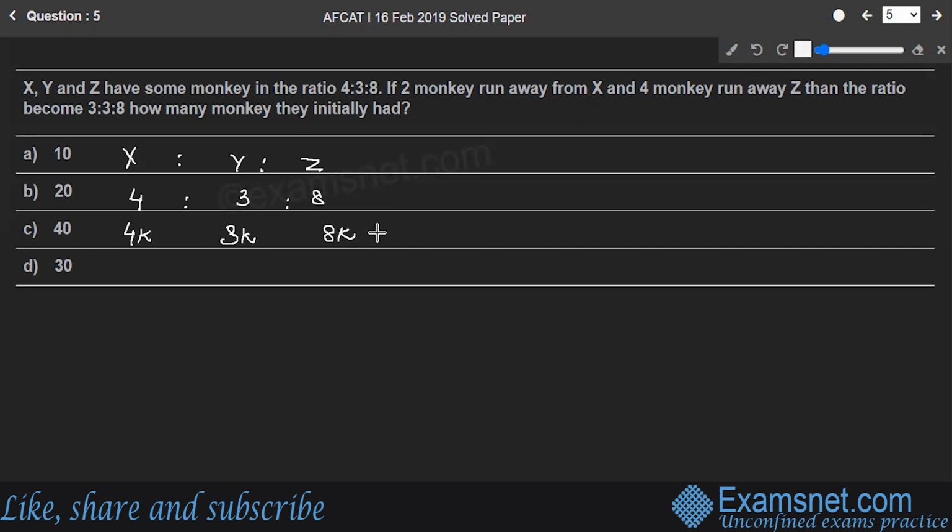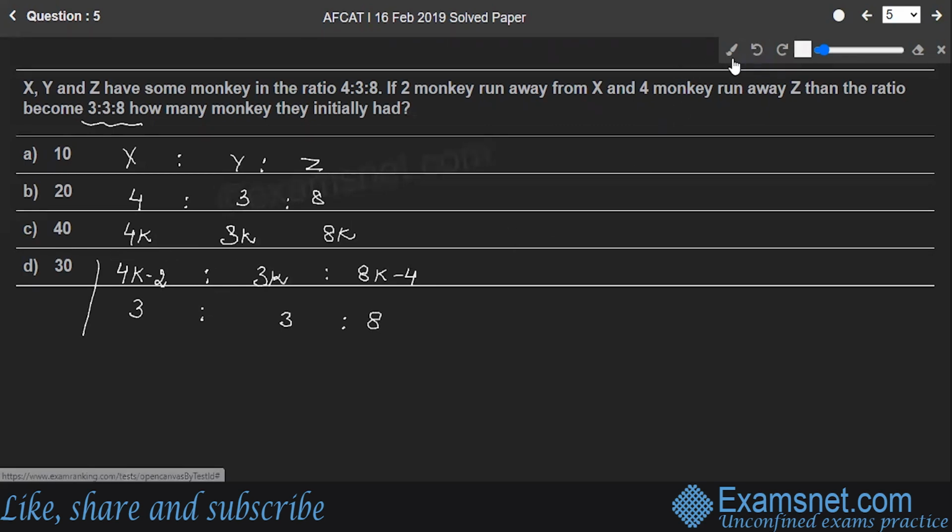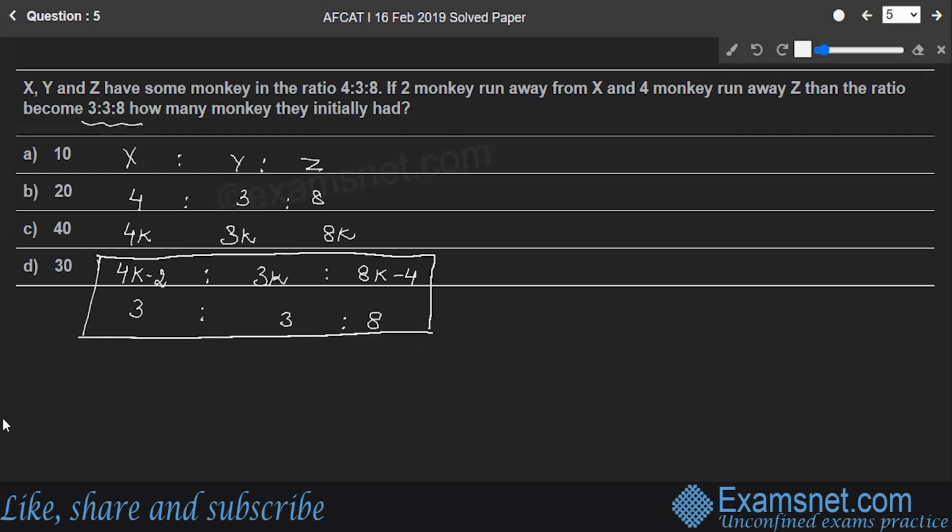Now it says 2 monkeys ran away from X. That means now X will be having 4K minus 2, right? And 3K, nothing happened with the monkeys with Y, and Z lost 4 monkeys. So this is the new ratio. According to the question, this is equal to 3 is to 3 is to 8. So this is the new ratio after these monkeys ran away from X and Z. Let's focus on this. Now, there are two cases.